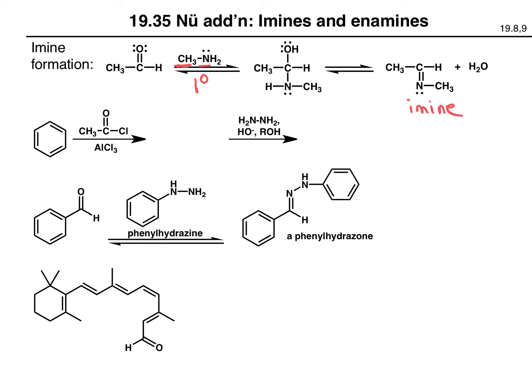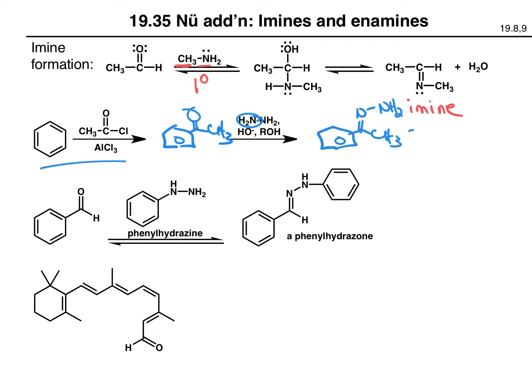So we've seen some examples of imines before when we talked about a Friedel-Crafts acylation followed by a Wolff-Kishner reduction. Here we actually go through the formation of an imine, and then this goes through a few more steps, eventually leading to CH2, CH3. So the result is that this carbonyl is reduced all the way down to a CH2 group.